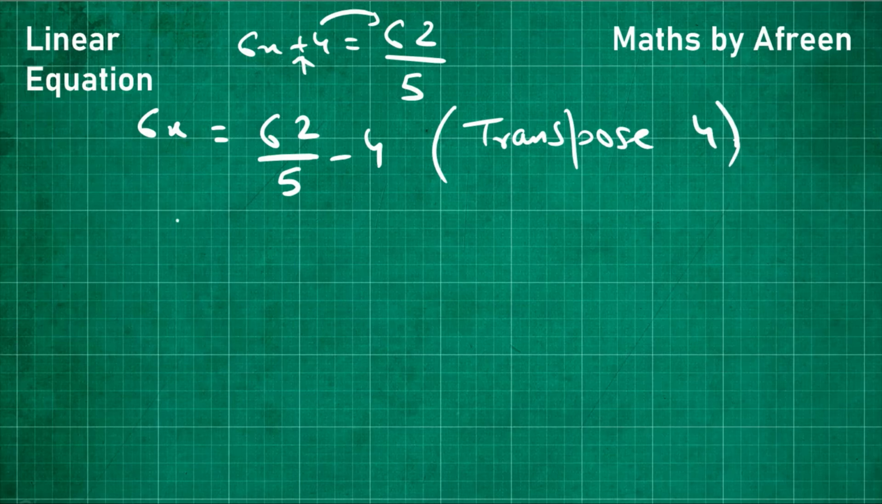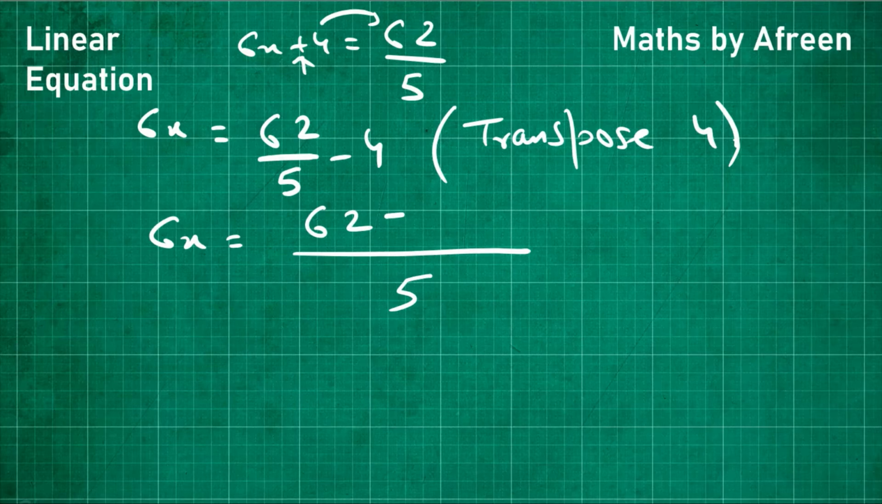Now what I will do, take the LCM. 5 divided by 5 will be 1. So 62 into 1 will be 62 minus 5 divided by 1 will be 5, 5 into 4 will be 20. So this is 62 minus 20 divided by 5. That implies 6x equals 62 minus 20 will be 42 divided by 5.